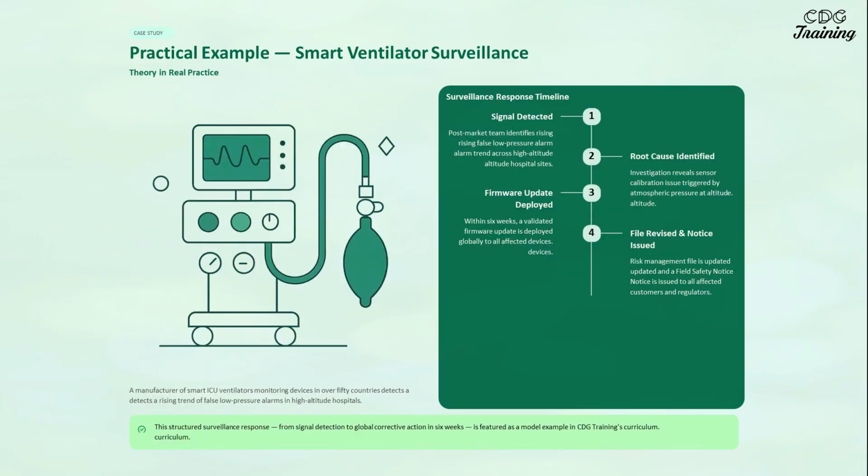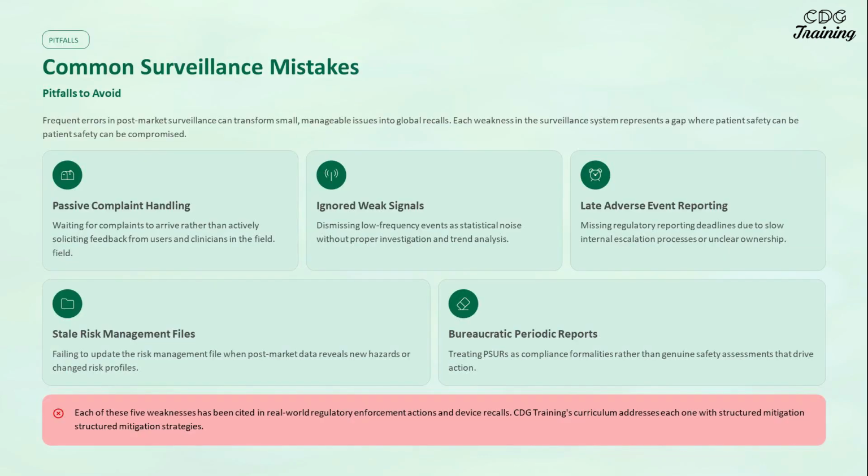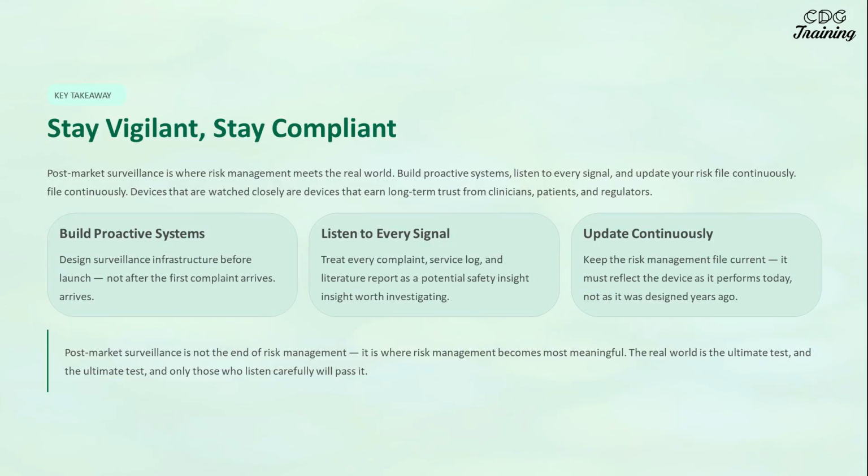A case study on smart ventilator surveillance illustrates the importance of structured response systems. It highlights how timely detection and action can prevent device failures and ensure patient safety. Avoiding common surveillance mistakes is crucial. Issues like passive complaint handling and ignored signals can lead to enforcement actions. Structured mitigation strategies are essential for safety. Post-market surveillance is the ultimate test of risk management. By building proactive systems, listening to every signal, and updating continuously, manufacturers can ensure ongoing compliance and safety.